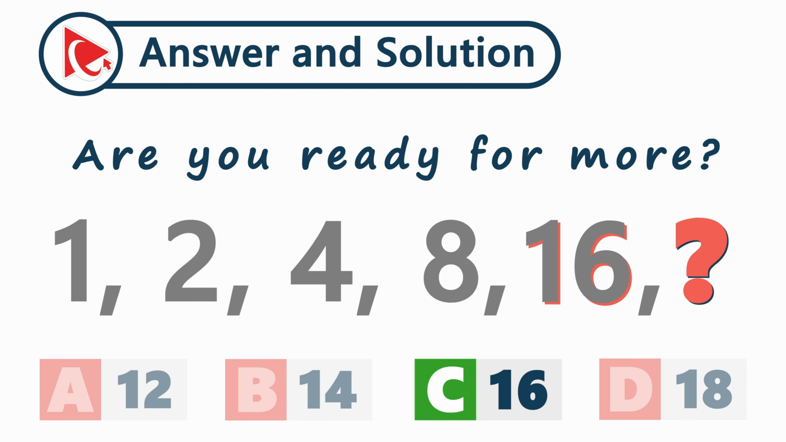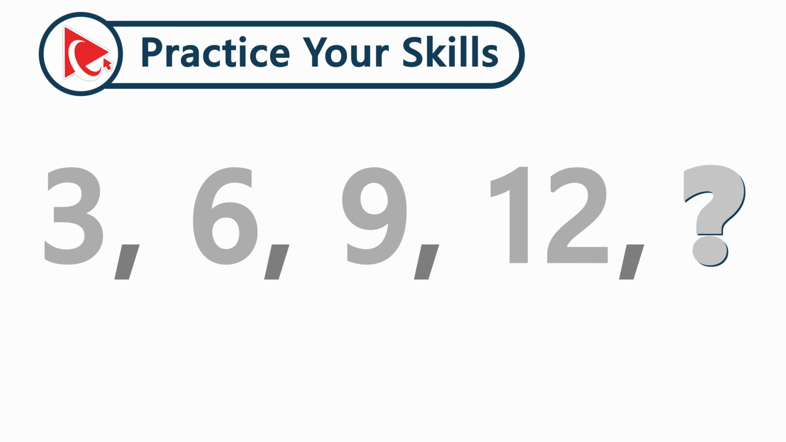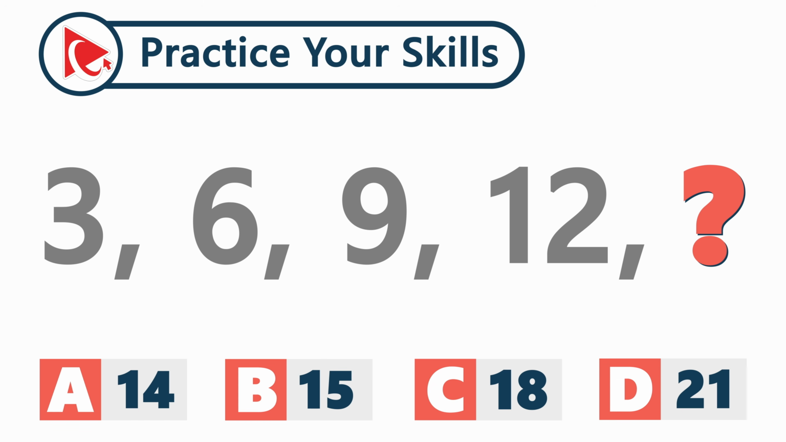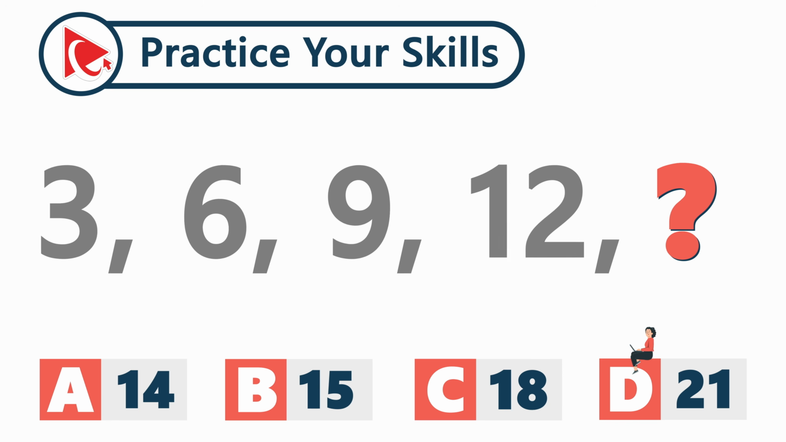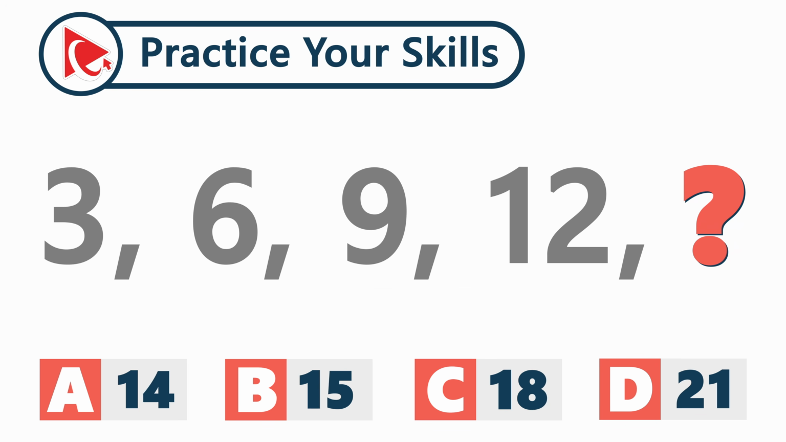Are you ready for more? Here's the question for you to answer. You're presented with the series of numbers 3, 6, 9, 12, and then comes the missing number, which you need to calculate and select your answer out of 4 possible choices. Choice A, 14, choice B, 15, choice C, 18, and choice D, 21. After you've done calculating your answer, post it in comments and I'll provide you with my feedback. Best of luck with this exciting challenge.